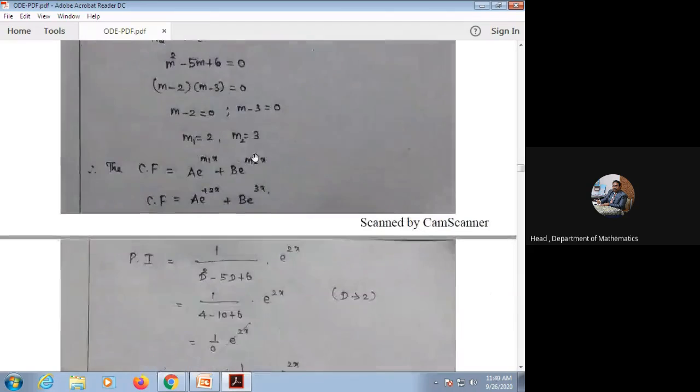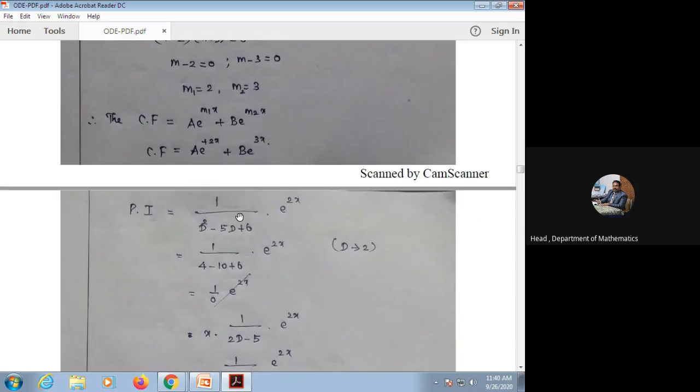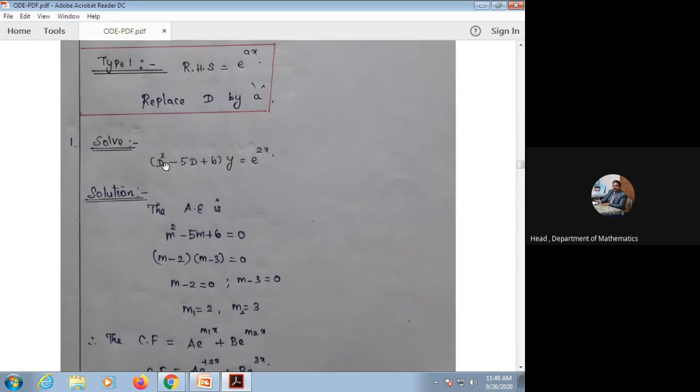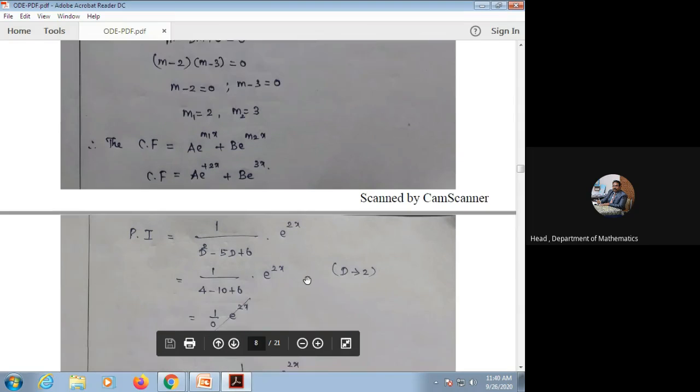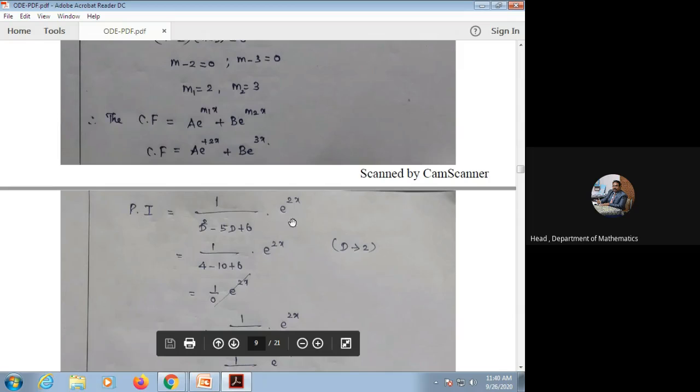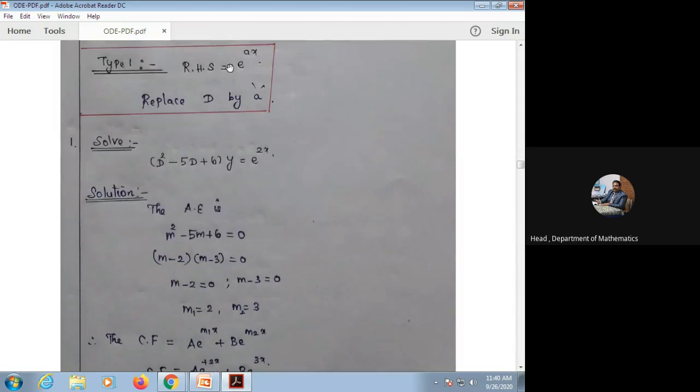Now we have to find the particular solution. In this particular solution, we write 1 divided by the given equation, D squared minus 5D plus 6, into the right hand side part e power 2x. Next, what is the right hand side value? e power 2x. It is in the form of e power ax. So for e power ax, we have to replace D by this coefficient a.